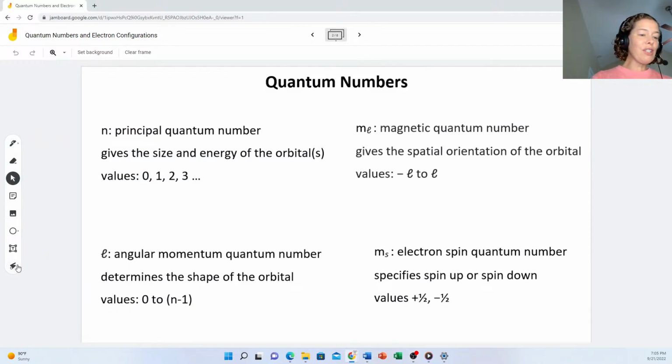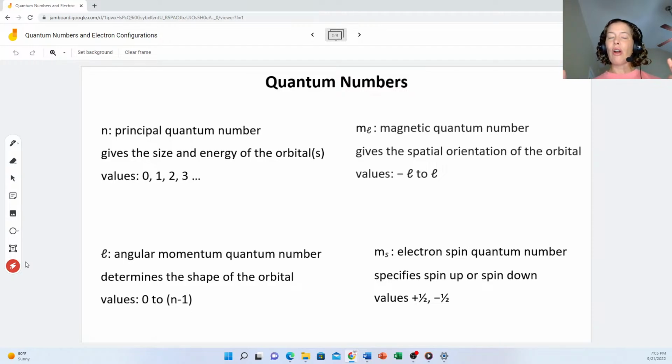All right, so first, we're going to talk about the four quantum numbers. Each electron has its own unique set of quantum numbers, which is why we need four. And the different quantum numbers will refer to different physical properties of the orbitals that the electrons are in, except for the last one, which talks about the electron itself.